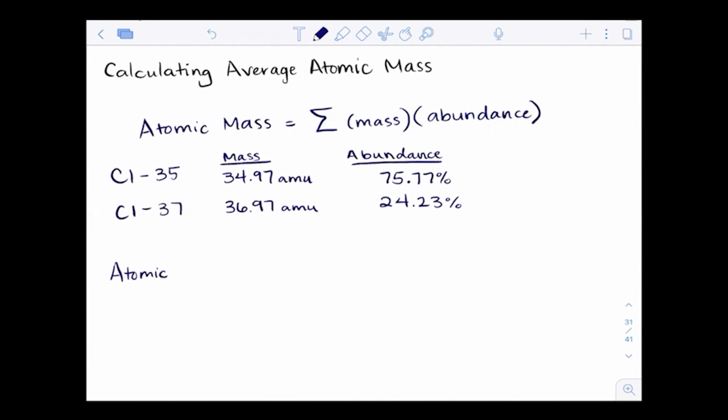When we want to plug these into the calculation, it is very important to take it step by step. We would take the mass of chlorine 35 and multiply it by its abundance. Now, we don't want a percentage at the end of the day. We want our units to be in AMU. So change that percentage to a decimal. Then we'll do the same for chlorine 37.